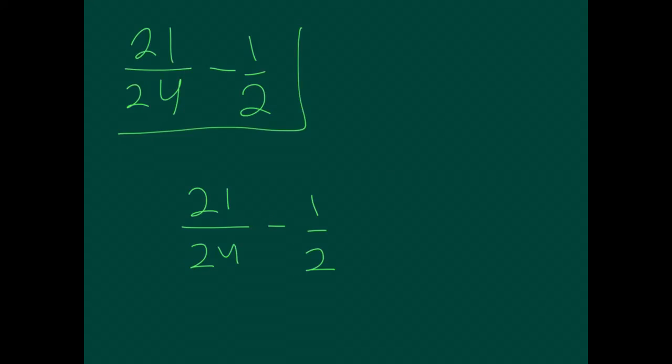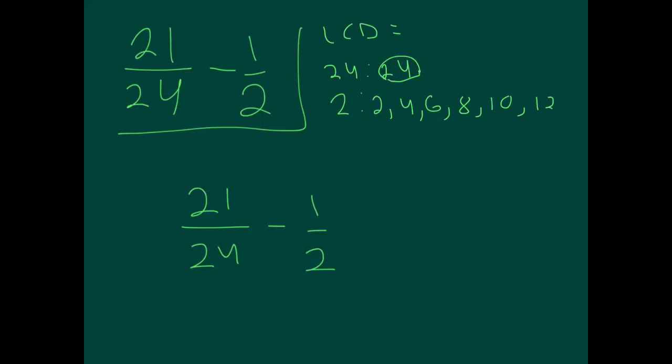So when you're subtracting fractions, the first thing you'll need to do is find the LCD of 24 and 2. So we know that 2 goes into 24. So then we got 2, 4, 6, 8, 10, 12, 14, 16, 18, 20, 22, and 24. So our LCD is 24.